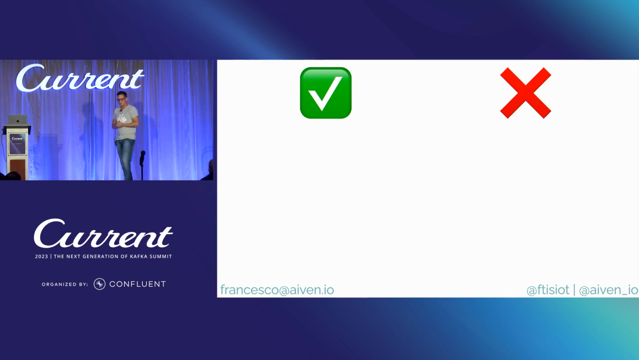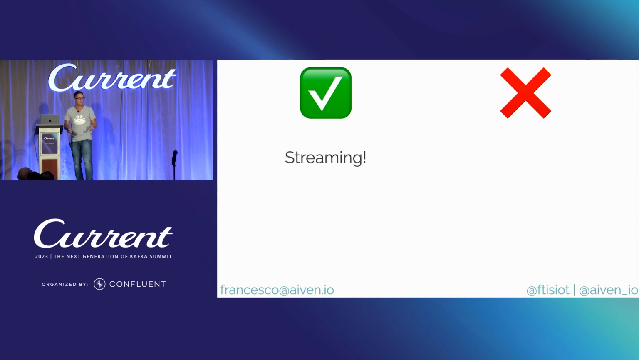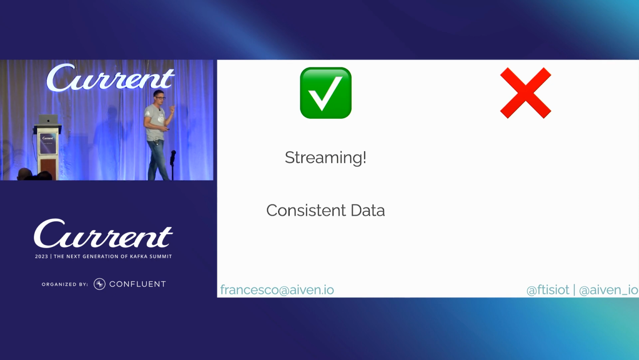So with the outbox pattern, what we are achieving is streaming. And we are doing it with consistent data because it's coming from the outbox table. So we can include the insert into the outbox table and the insert into the original table within the same transaction. It will always be consistent. We are using the ACID properties of the database.